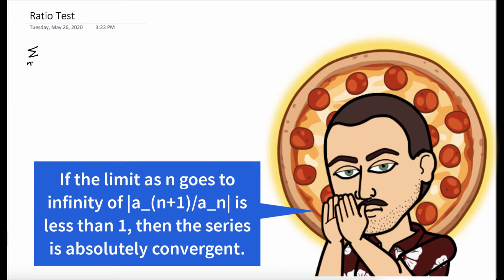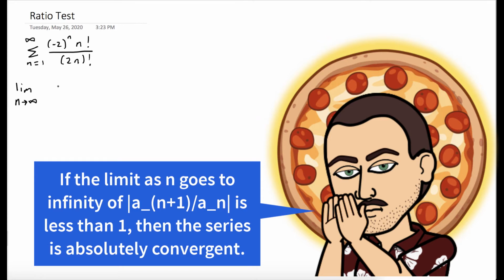So we want to see if the sum from n equals 1 to infinity of (-2)^n times n factorial all over (2n) factorial is a convergent or a divergent series. And we're going to use the ratio test to check this.